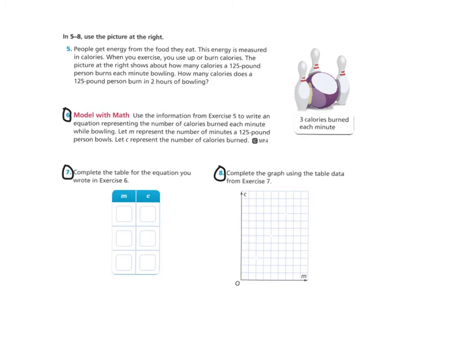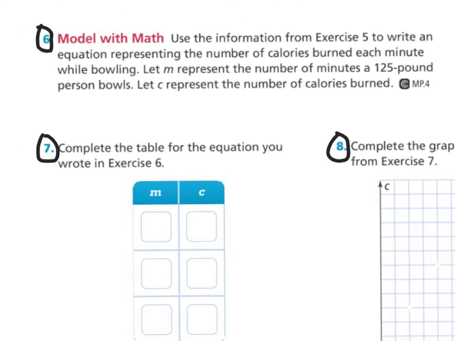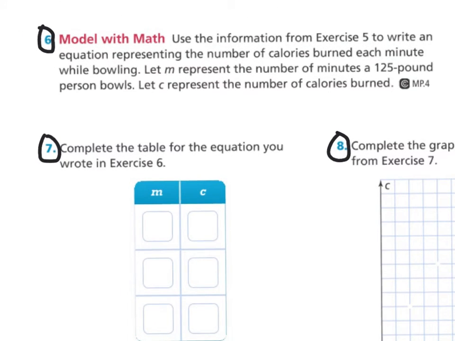So on the next page, we're going to look at number 6. They want us to use the information from exercise 5 to write an equation that represents the number of calories burned each minute while bowling. So we're going to have M represent the number of minutes a 125-pound person bowls, and then C is representing the number of calories burned.